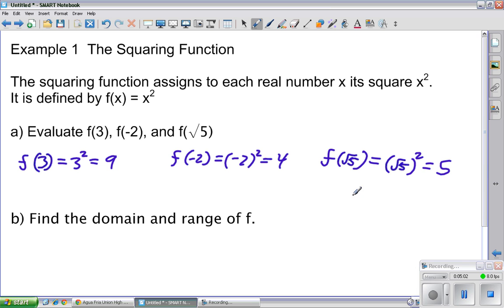For part B, find the domain and range. It's a little bit more difficult. You really have to think about the function. You have to figure out what elements can you square, since the function is x squared. It doesn't matter what you plug in. You can plug in a whole number, integer, rational, fractions are okay, decimals are okay. Even irrational numbers like square roots and things like that are okay. So the domain is all real numbers. Everything is okay. Domain, you can say all real numbers.